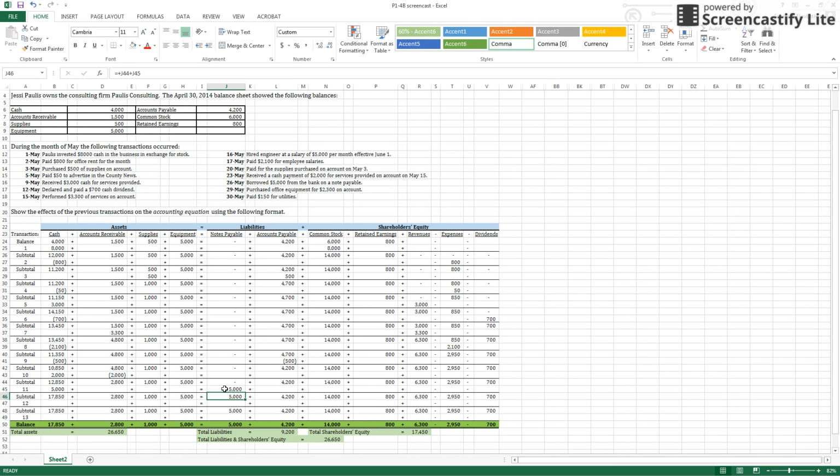On the 29th, we purchased office equipment for $2,300. We did that on account. That increases our accounts payable. And finally, on the 30th, we paid $150 for our utilities, and that is an expense.